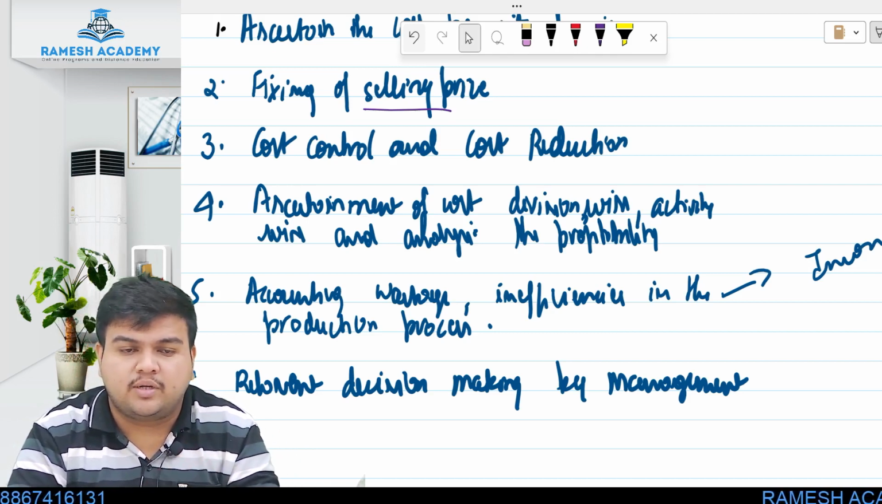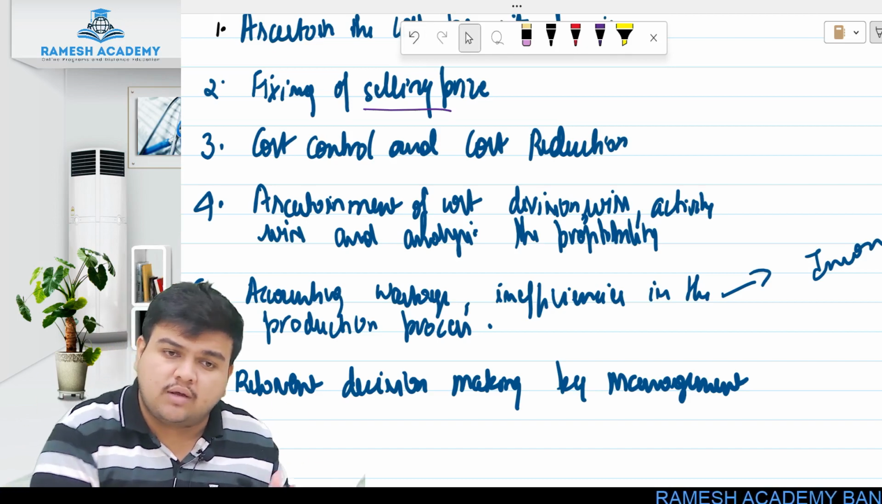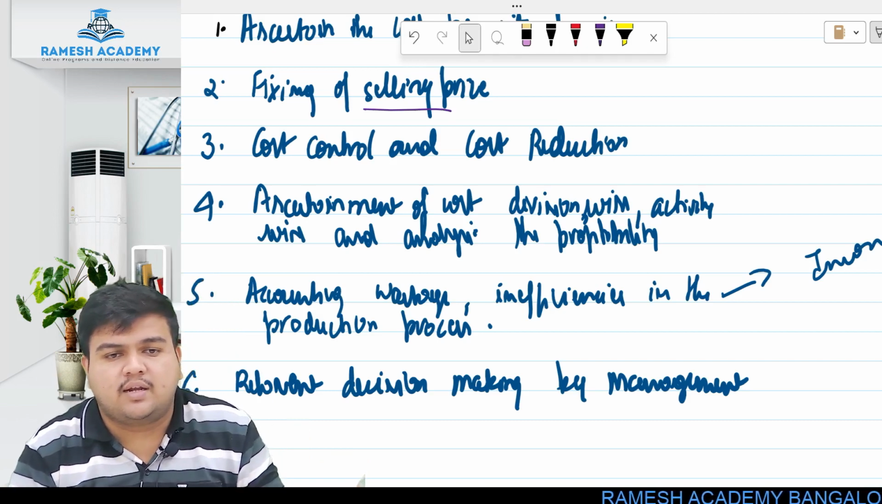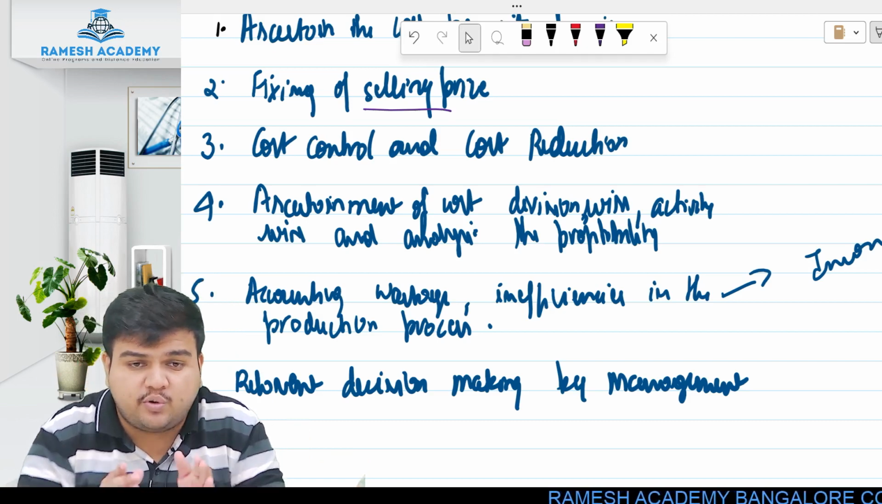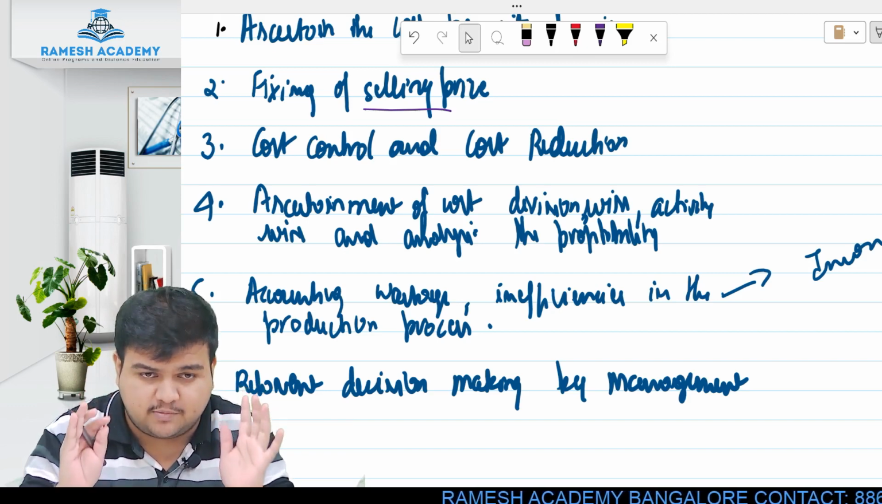You are losing a lot of money on the whole. In a month you will lose around 25 to 30 kgs, which you could have sold for around 1 lakh rupees or 2 lakh rupees. So you need to account for the wastage and inefficiency in the production process. You need cost accounting.